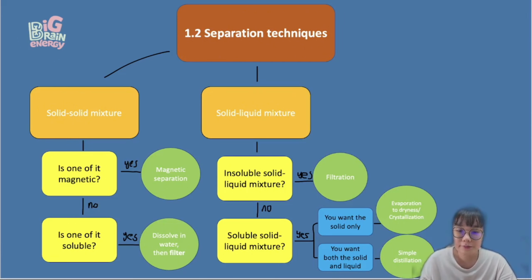So for a solid liquid mixture, we can separate it into two types, whether you are trying to separate an insoluble solid from a liquid or a soluble solid from a liquid mixture. The first one is your filtration, which we'll look at in greater detail, and later on we will look at soluble solid liquid mixture separation.